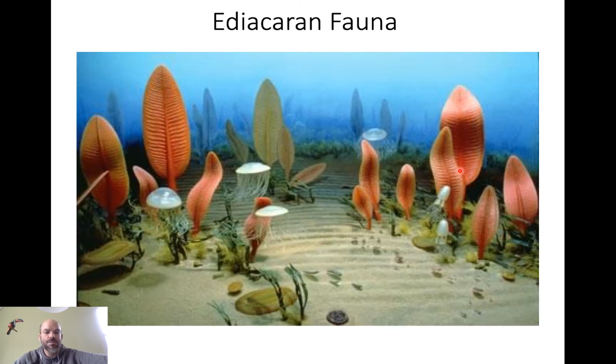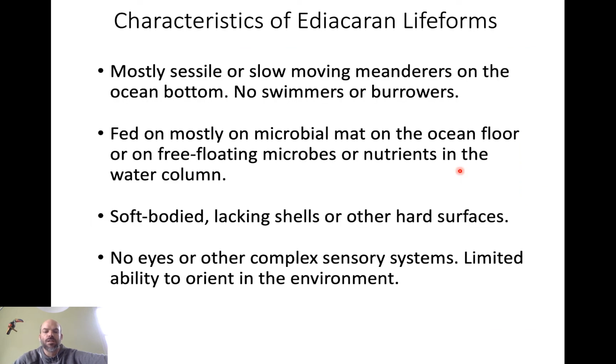Do you see any mouths? Do you see any arms? Do you see any legs? No, the animal plans during the Ediacaran were quite simple. They don't have the complex sensory systems and mobility systems that we see today.